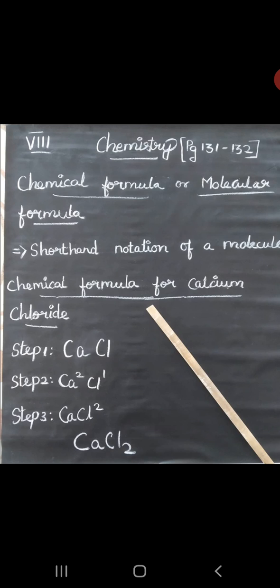Another method is deriving the chemical formula for calcium chloride. First we write calcium and chlorine side by side. Then we interchange the valencies of the elements, and at last we write CaCl2, with the 2 down as a subscript. So this is the chemical formula for calcium chloride.